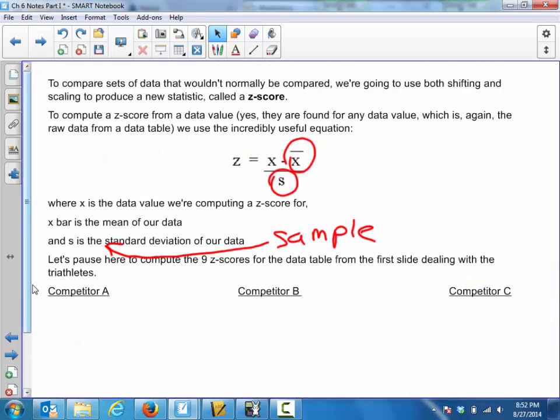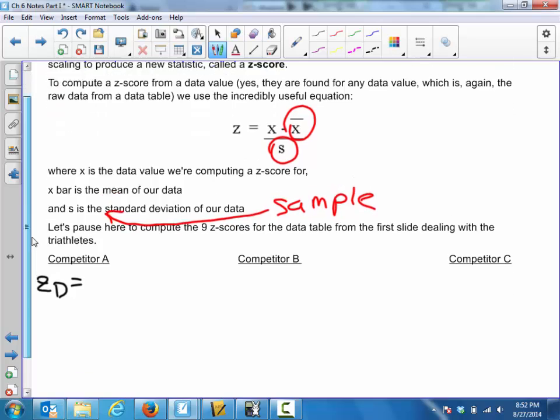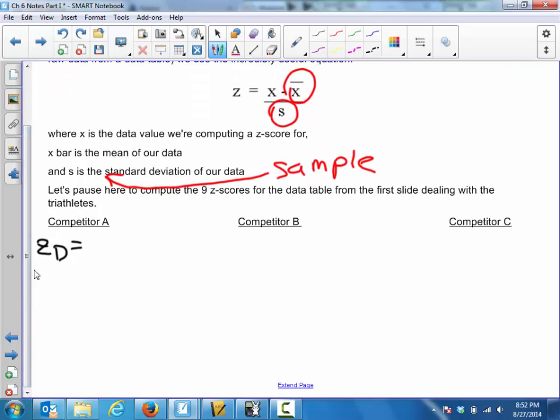So for competitor A, I'm going to go from my notes here, I'm not going to go back and forth. For competitor A, let's find the z-score for their 100 meter dash time. That's equal to, well, x is the data value for which we care to find a z-score. That is equal to 10.1 minus x bar, so the mean time of all the 100 meter dashes is 10 seconds, divided by the standard deviation of those dash times, 0.2, again coming from the first slide, and that gives you a 0.5.